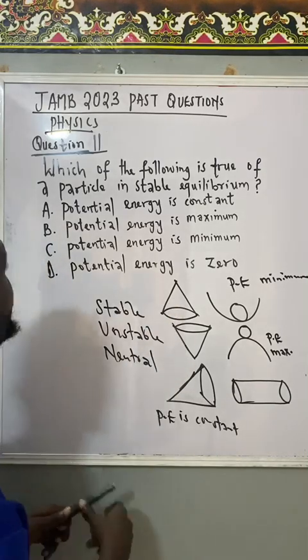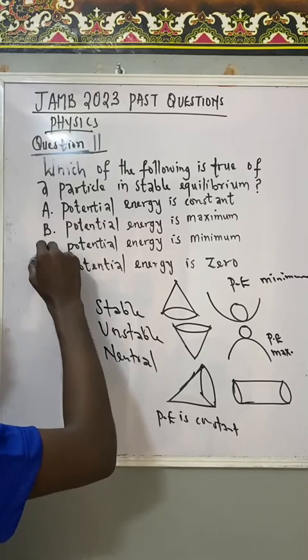So the correct option for this question is that potential energy is minimum.